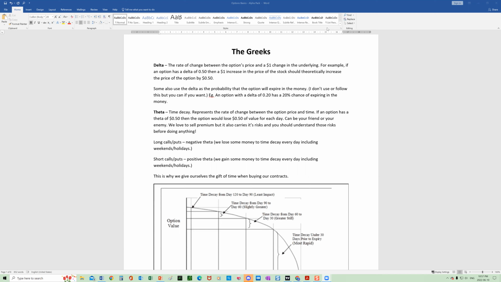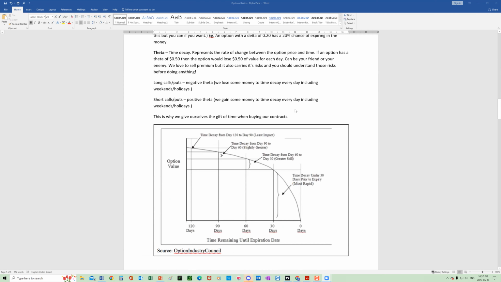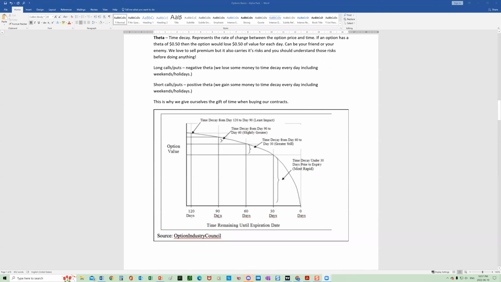So this is why when we buy contracts, you'll hear the leaders always talking about giving yourself the gift of time. Buy enough time, buy enough time, buy enough time. Why? Because if you look here, and this is sourced from the Options Industry Council, if you go out and you have enough time, you can see how there is the least amount of impact going out further in time. So the further out you are in time, the less impact time decay will have on the price of your option. And as you get closer to expiry, especially within the last 30 days, that time decay becomes very, very quick.